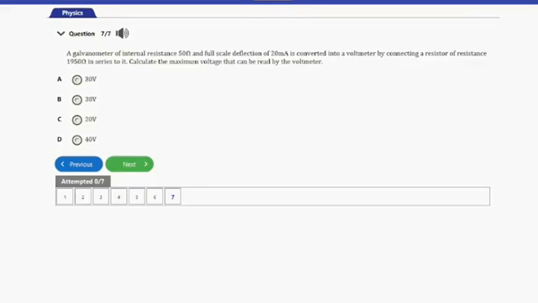So let's go ahead and calculate this, and then let's see what we have. So guys, that's 40 volts here, and that's option D here. So that's the answer to this question.